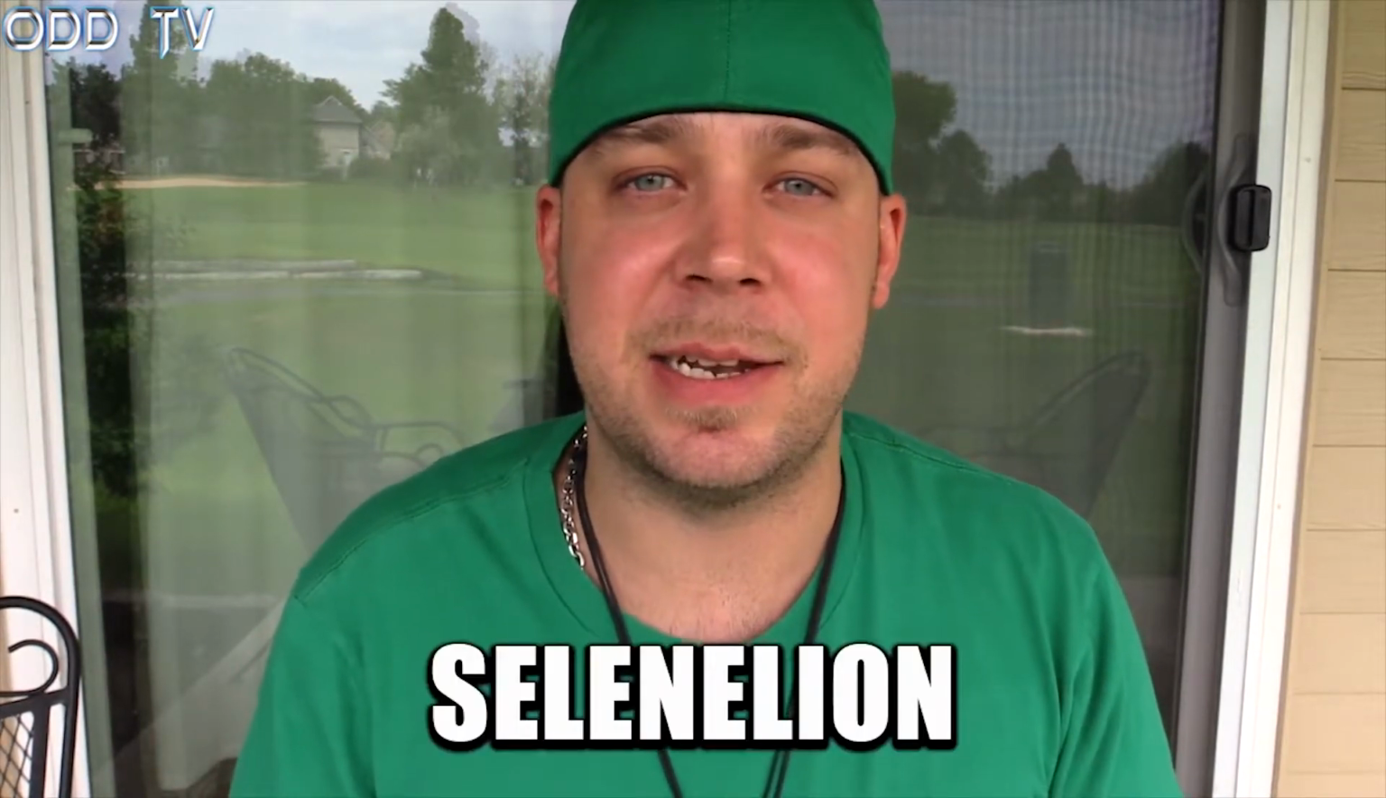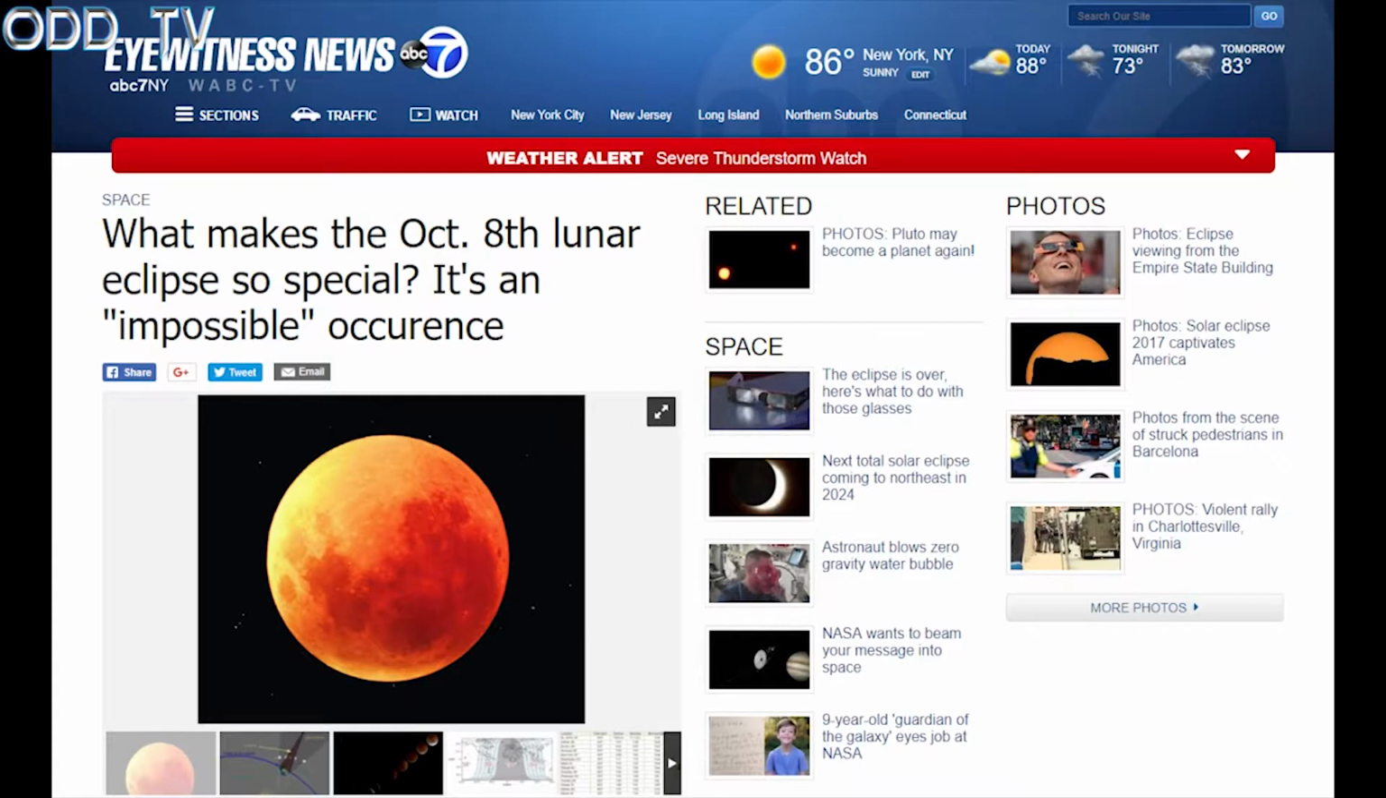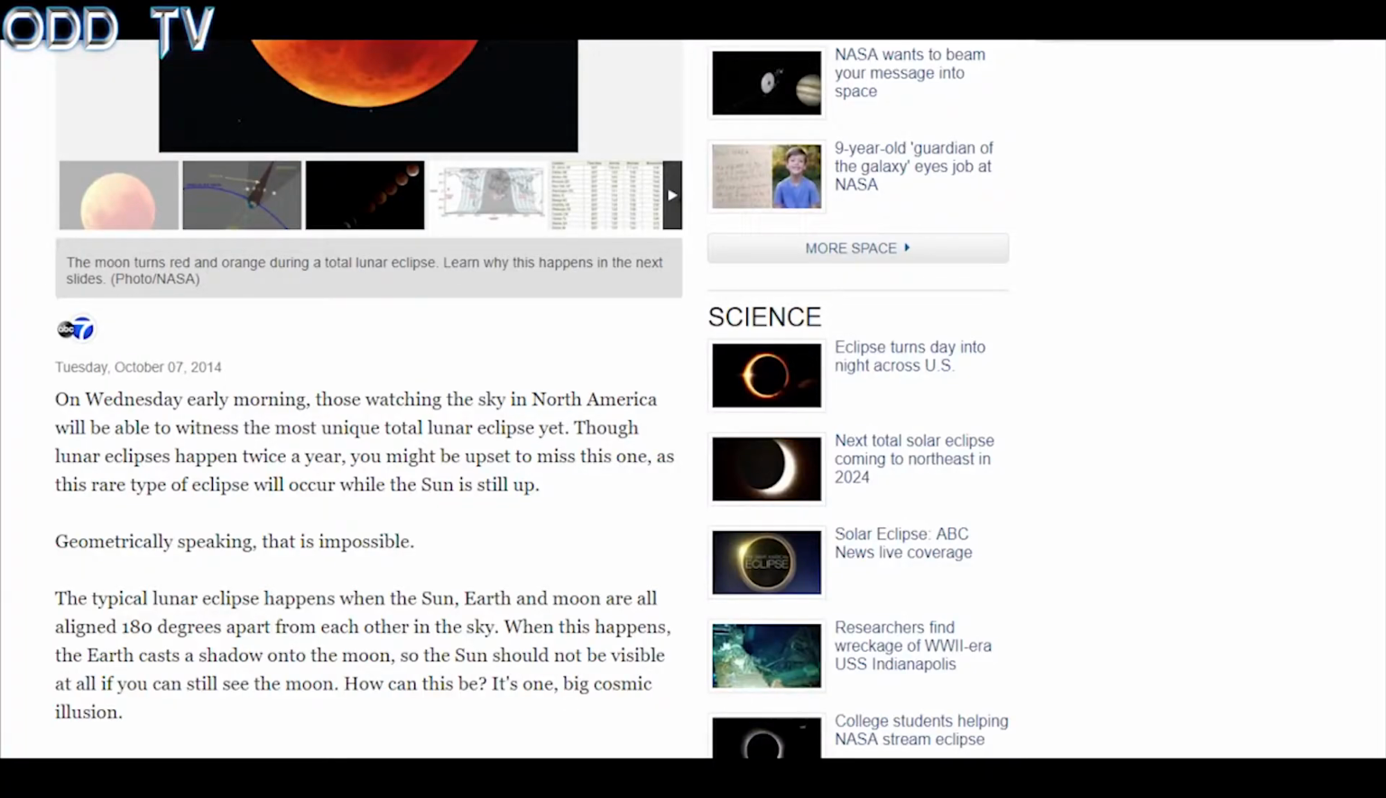It's called a selenelion. And you could find websites that'll tell you. There, I'll show you one right here. What makes October 8th lunar eclipse so special? It's an impossible occurrence. It says, on Wednesday early morning, those watching the sky in North America will be able to witness the most unique total lunar eclipse yet. Though lunar eclipses happen twice a year, you might be upset to miss this one, as this rare type of eclipse will occur while the sun is still up.